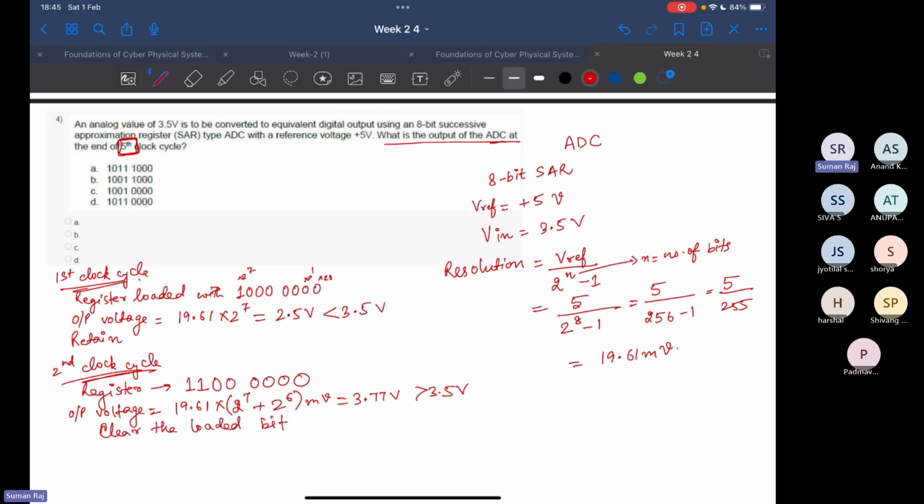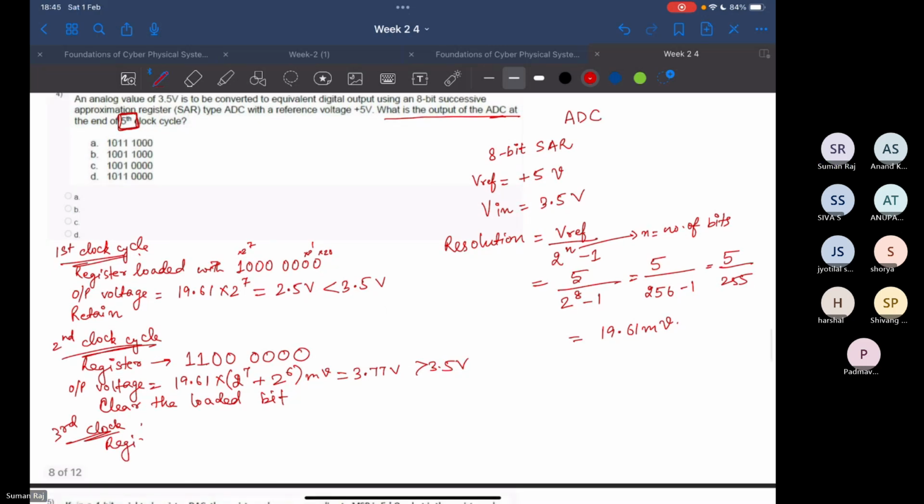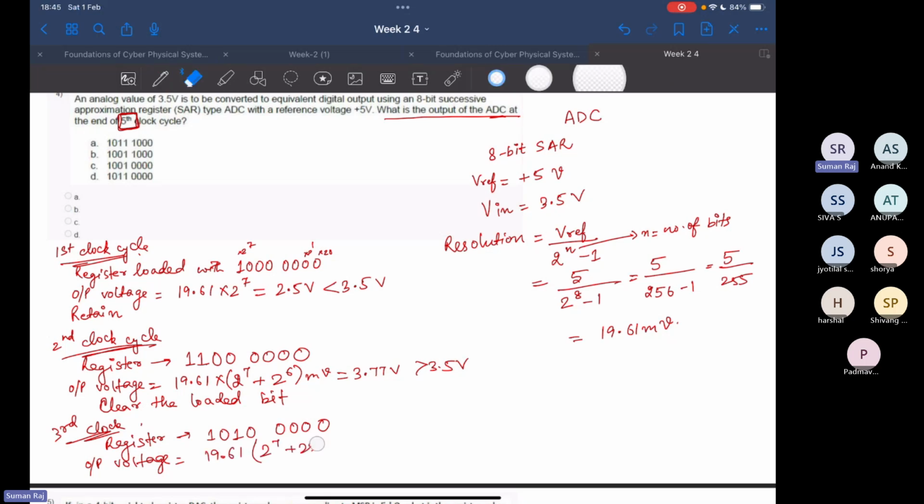Clear the loaded bit, which means that when you start your third clock cycle, your register is going to be 10, and then the next one is going to come, right? So 1010000000. Now your output voltage is going to be how much? It is 19.61 into 2 to the power 7 plus 2 to the power 5 millivolt, and that is going to give you 3.14.